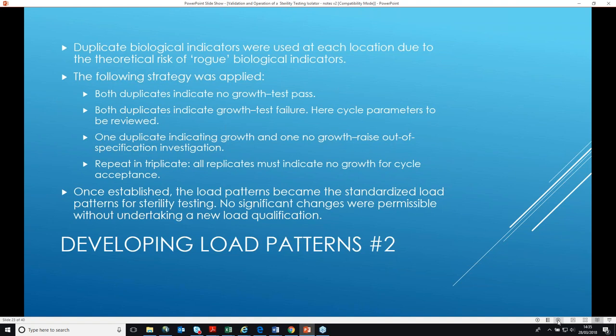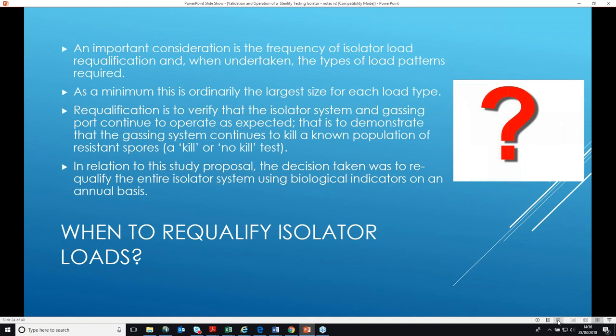Importantly, once load patterns become established, they must become the standard load patterns, and no significant changes should take place without re-qualification. So again, the kind of rule that would apply to an autoclave cycle. An important consideration is the frequency of isolated load requalification, and when undertaken, the types of load patterns required. As a minimum, this is ordinarily the largest size for each load type. Requalification is undertaken to verify that the isolator system and gassing port continue to operate as expected. That is to demonstrate that the gassing system continues to kill a known population of resistant spores, a kill or no kill test.